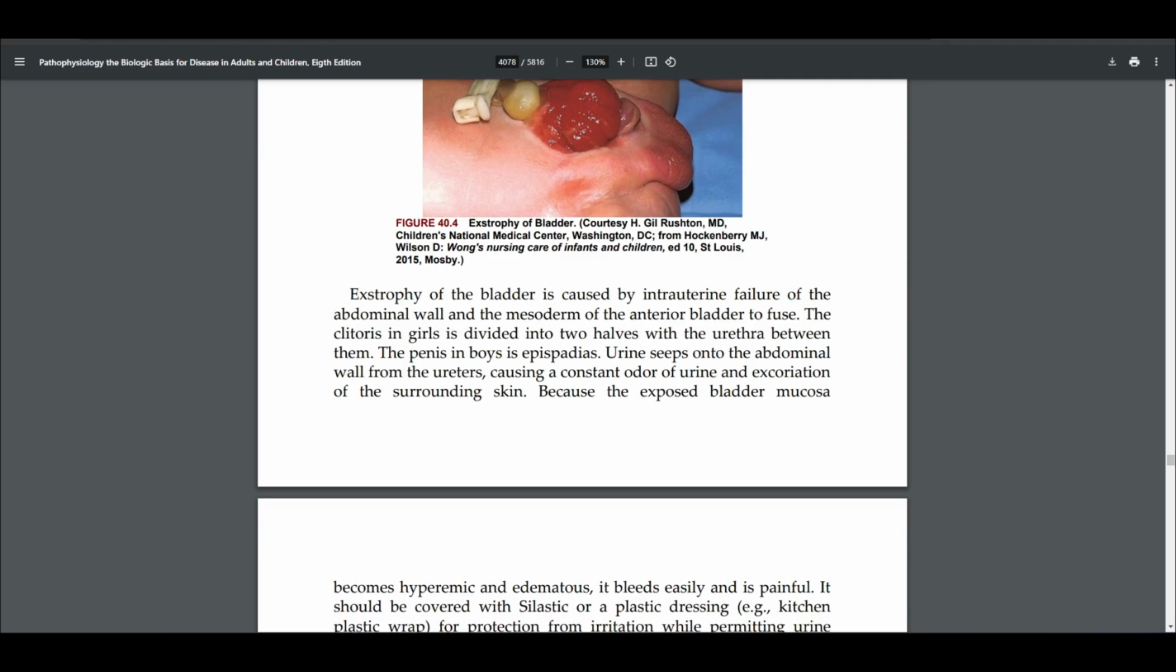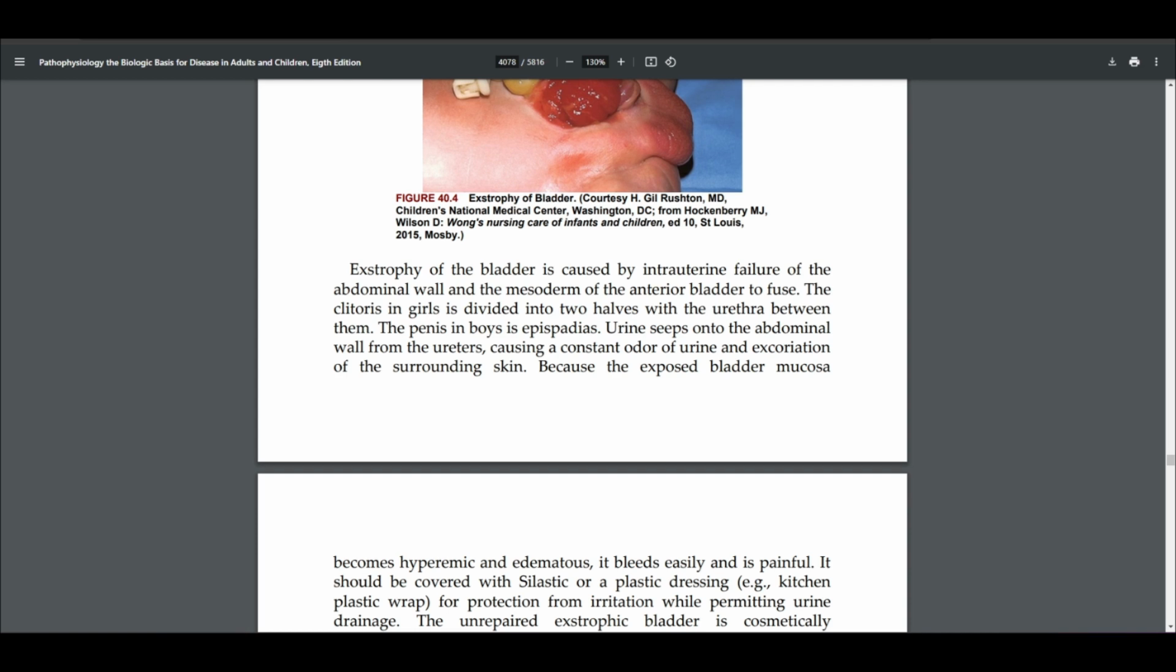The exstrophy of the bladder is caused by intrauterine failure of the abdominal wall and the mesoderm of the anterior bladder to fuse. The clitoris in girls is divided into two halves with the urethra between them. The penis in boys has an epispadias.